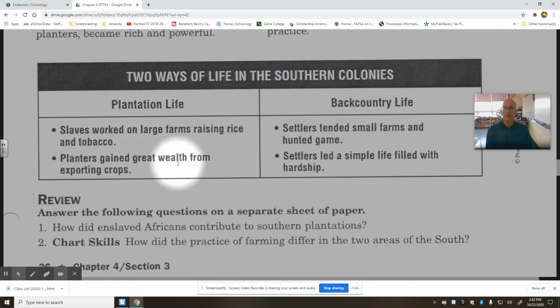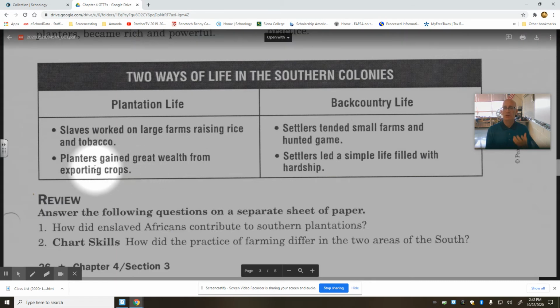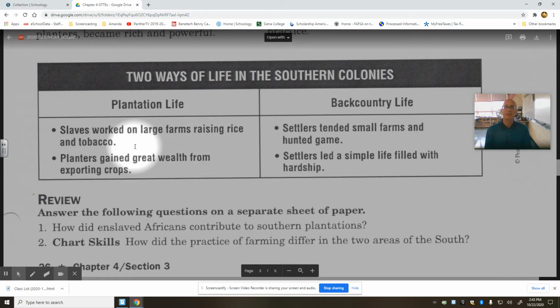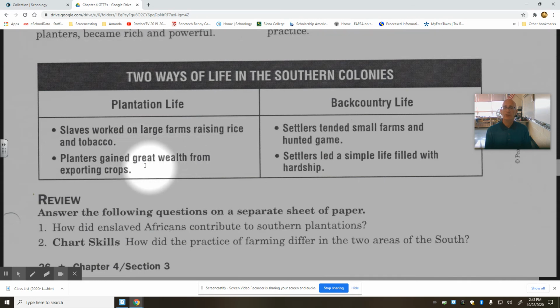Planters gained great wealth from exporting the crops. So the crops that were grown in the South were exported by these southern planters, these plantation owners, and they got very, very wealthy on the exportation of these crops, the shipping of these crops to the north and around the world as well. They got very, very wealthy in large part because they were not paying the slave laborers who were doing all of the work on these plantations. All right, so plantation life involved planters gaining great wealth from exporting crops.